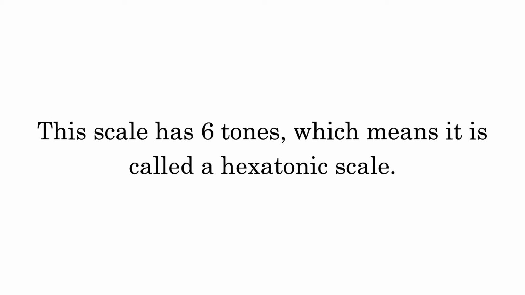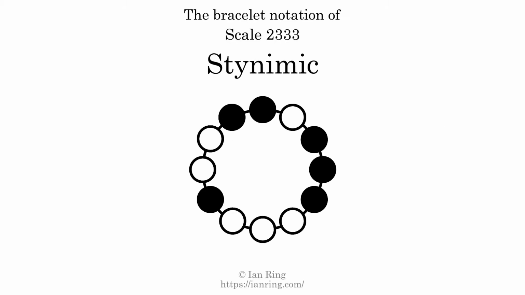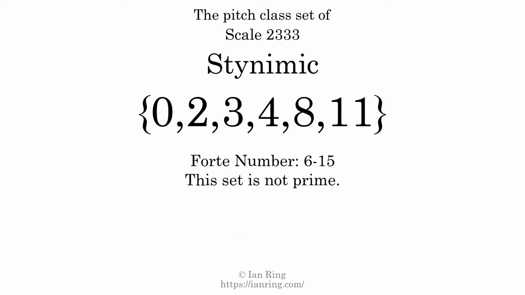This scale has 6 tones, which means it is called a hexatonic scale. This is a bracelet notation diagram of scale 2333. The shaded circles represent tones that appear in the scale, and they are read clockwise, starting at the top. The pitch class set for this scale is 0, 2, 3, 4, 8, 11. The fault class is 6, 15. This set is not prime.